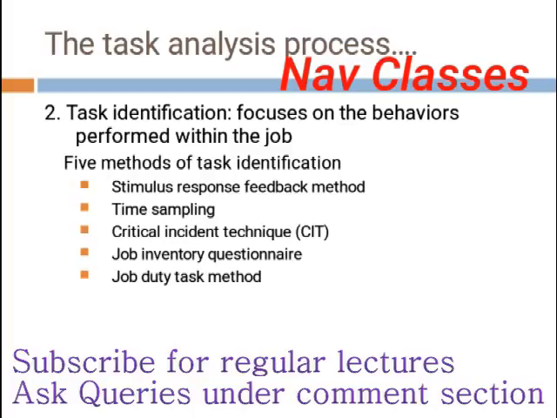Then there is the job inventory questionnaire. Job inventory questionnaires are developed by asking people familiar with the job to identify all of its tasks. Finally, there is the job duty task method. It is also important. The job is divided into its subparts. After dividing into subparts, it provides a comprehensive list that identifies the job title for each duty. Finally, KSAOs required to perform each task are listed. We will see this with an example.